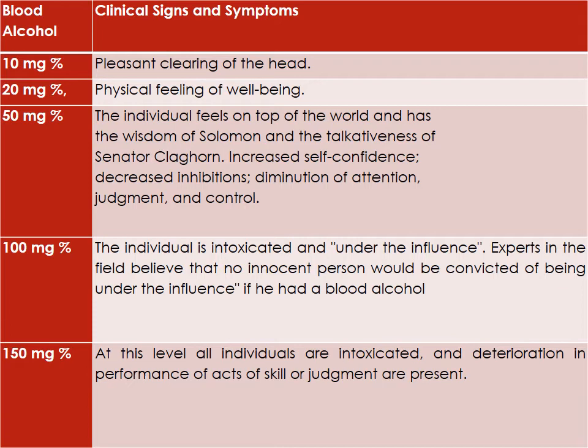Experts in the field believe that no innocent person would be convicted of being under the influence if he had a blood alcohol at this level. At 150 milligrams, all individuals are intoxicated and deterioration in performance of acts of skill or judgment is present.